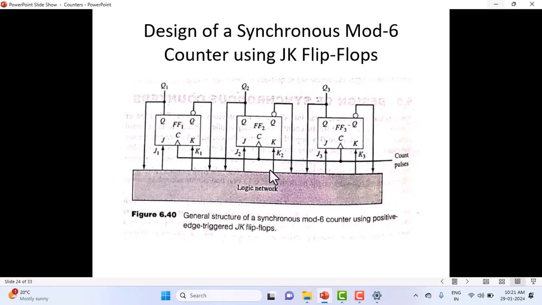But for this logic network, Q1 is the input, J and K go from the logic network. Look at here, J1, K1, first flip-flop inputs go from this logic network. Similarly, J2, K2, J3, K3. And the normal output and complementary output come from the flip-flop itself. That means this block gives the input to the flip-flops, and also it receives output from the flip-flops. Okay, that's the general block diagram.